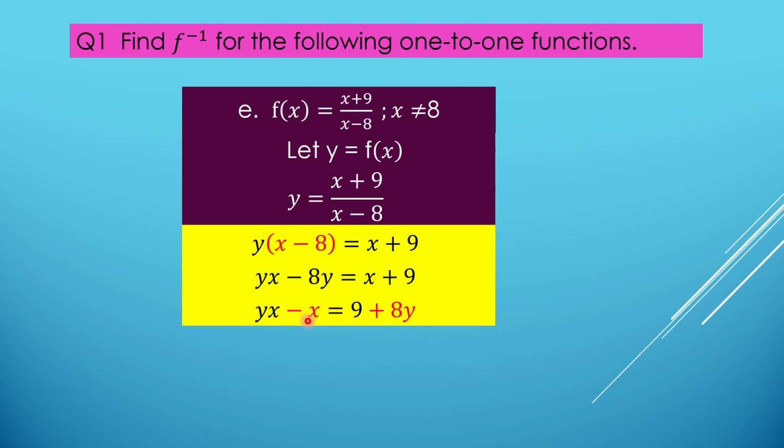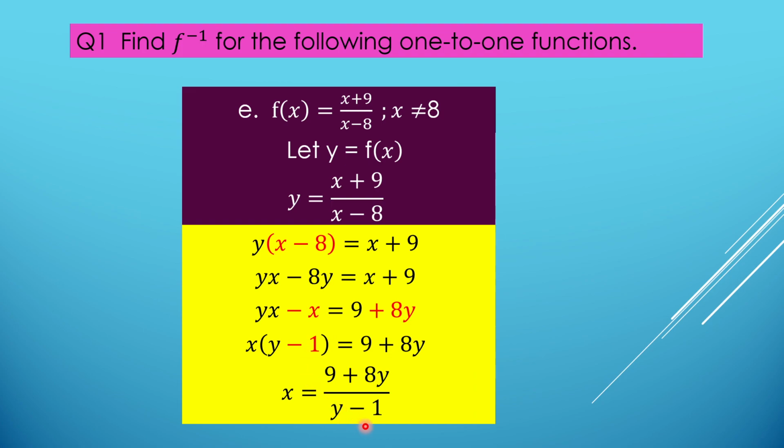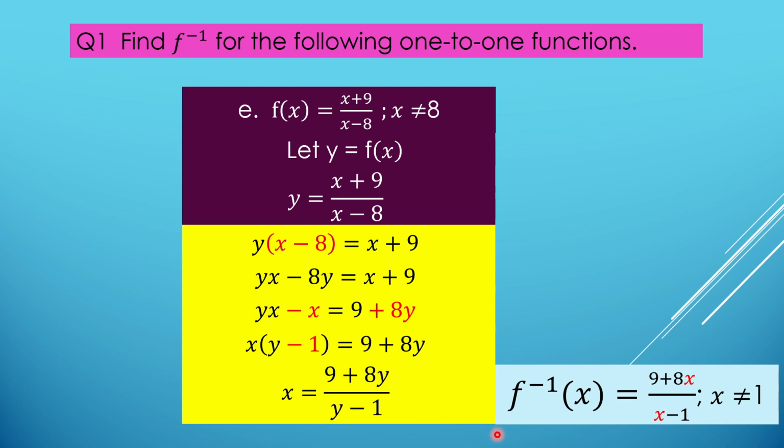You can factorize, take out the common factor x. So in bracket you have y minus 1, not 0, it is y minus 1. Now find x. So x equals 9 plus 8y over y minus 1. So the final answer is written in terms of x, and the remark x not equals to 1.